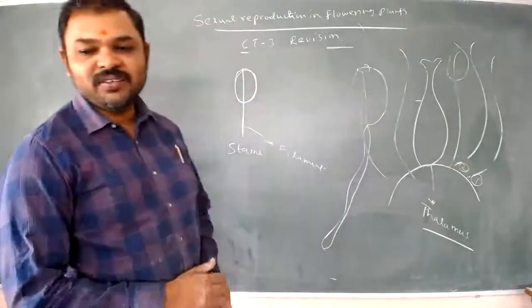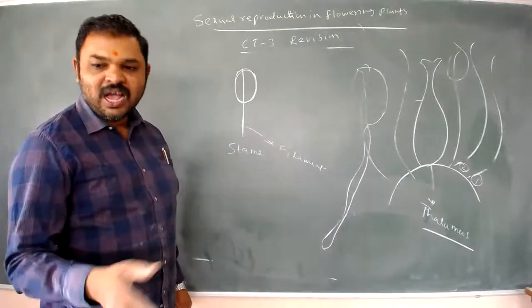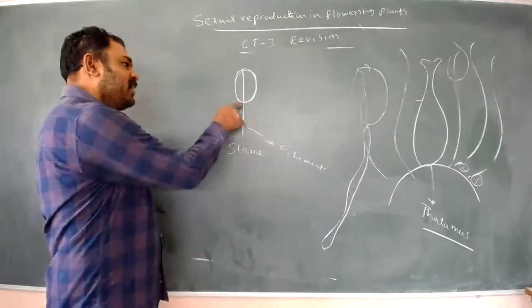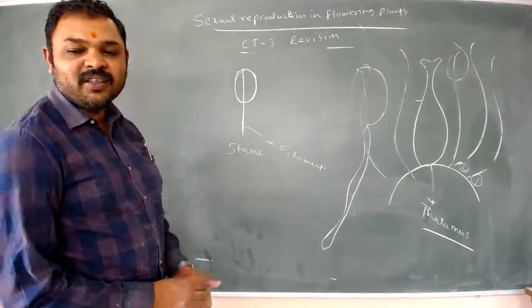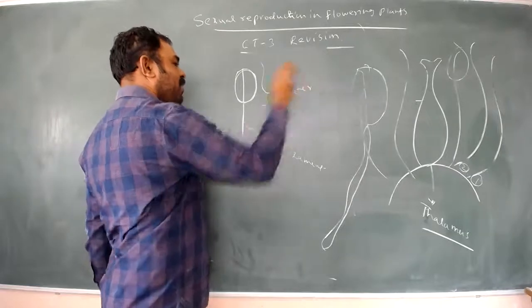The answer: what is this? The proximal end of the filament can bind to the thalamus or petal. And the distal end can bind to this anther. What is the fertile part of this stamen? This is the anther, the fertile part of the stamen.